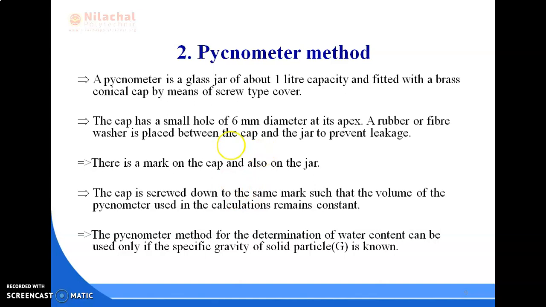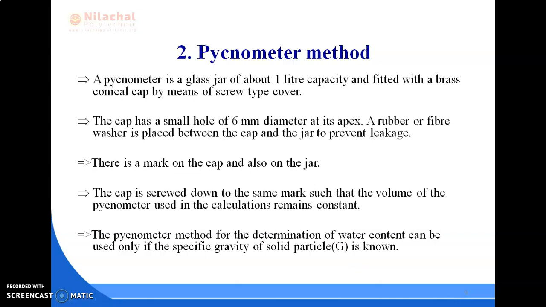Then the cap has a small hole of 6 mm diameter at its apex. A rubber or fiber washer is placed between the cap and the jar to prevent leakage. There is a mark on the cap and also on the jar. The cap is screwed down to the same mark such that the volume of the pycnometer used in the calculations remains constant. So the pycnometer method for the determination of water content can be used only if the specific gravity of soil solids, that is G, is accurately known to us.